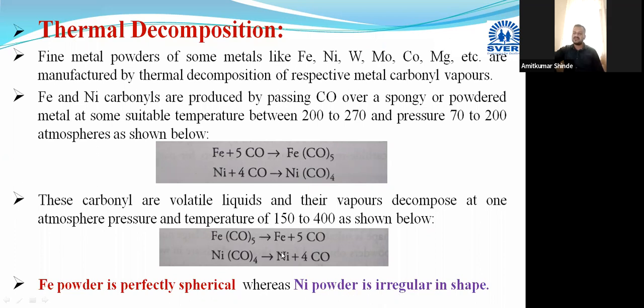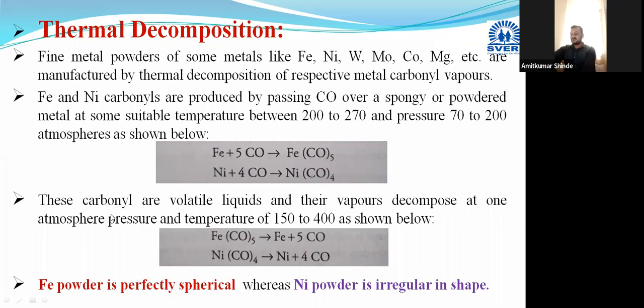Okay, depending on the metal, different shapes will be obtained. Iron powder particles will have a spherical shape. Okay, different powder particles can be manufactured with this thermal decomposition: iron, nickel, tungsten, molybdenum, cobalt, magnesium. But this method is most commonly used for iron and nickel. Okay, to manufacture spherical particles of iron and irregular shaped particles of nickel, this thermal decomposition method is used.